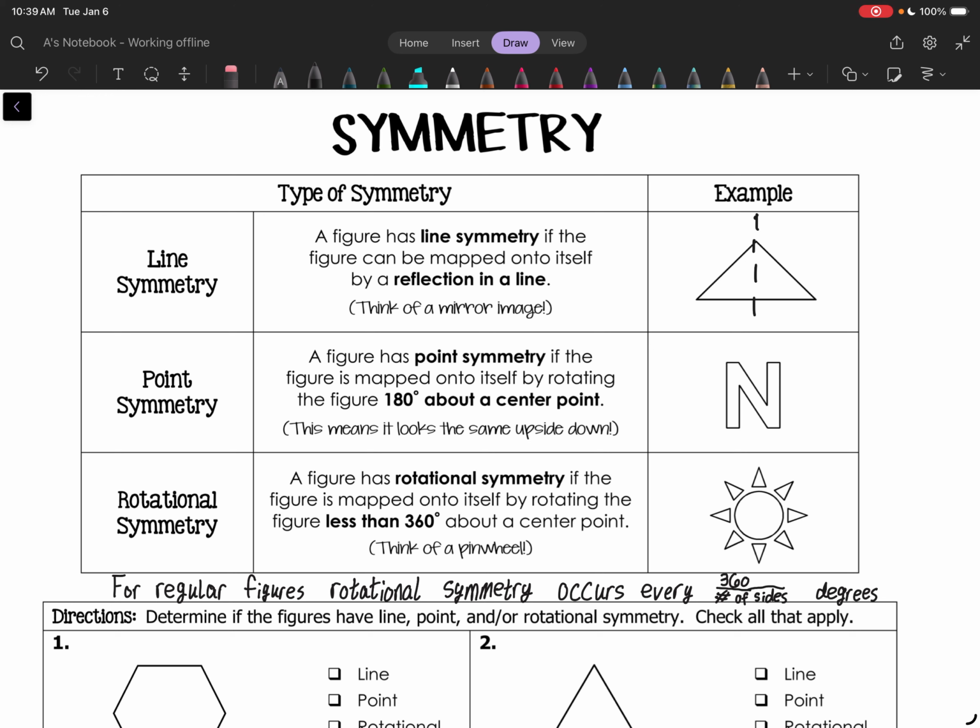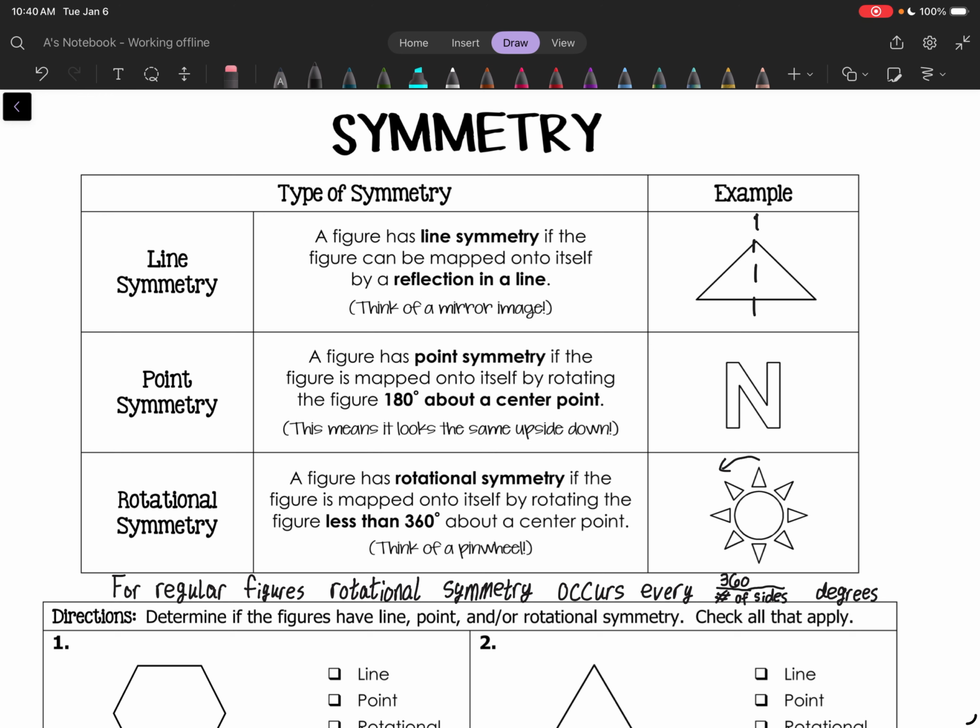Rotational symmetry is simply if you can turn the object at any degree and it is the same figure, it is rotational symmetry. So for this sun, if I was to rotate it about that far, so you can turn your paper a little bit like that, or turn your head, it is the same figure. Okay, that's rotational.